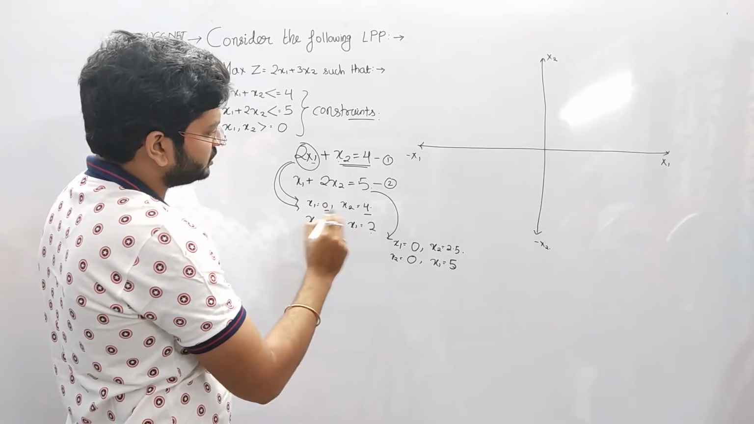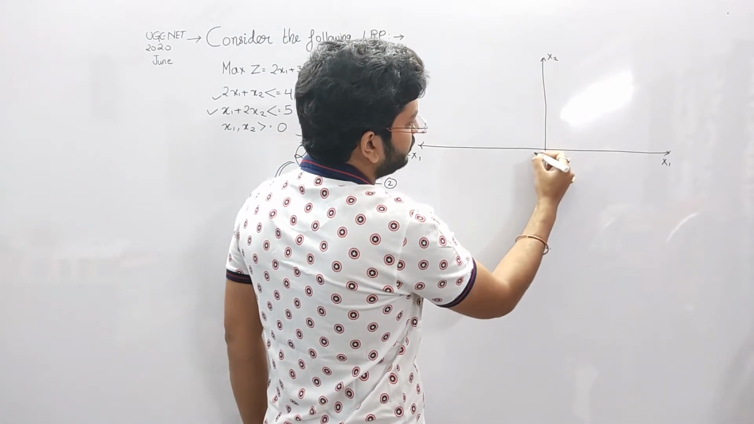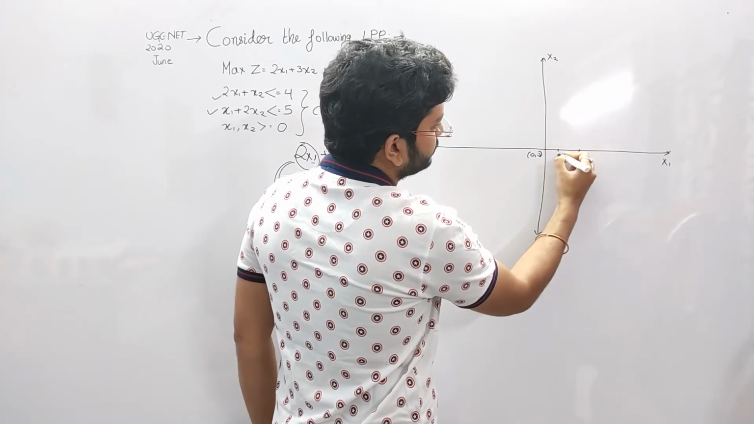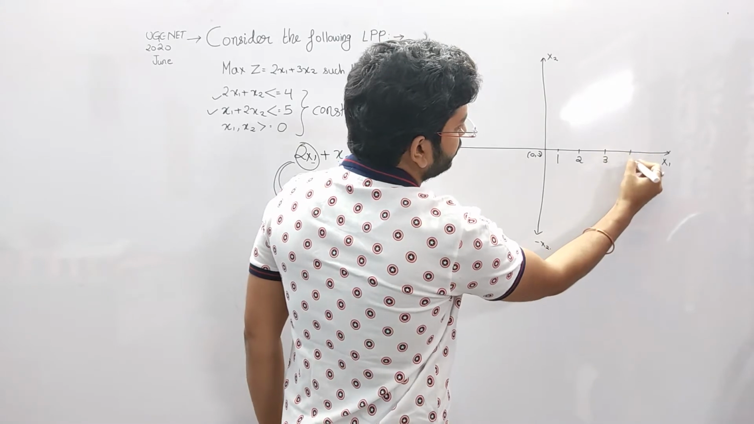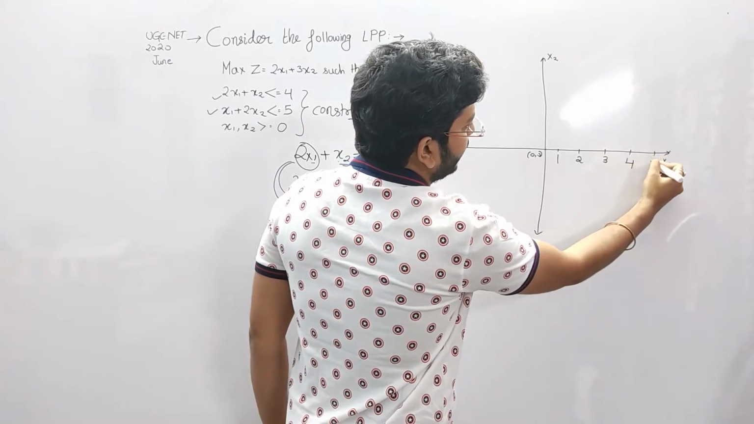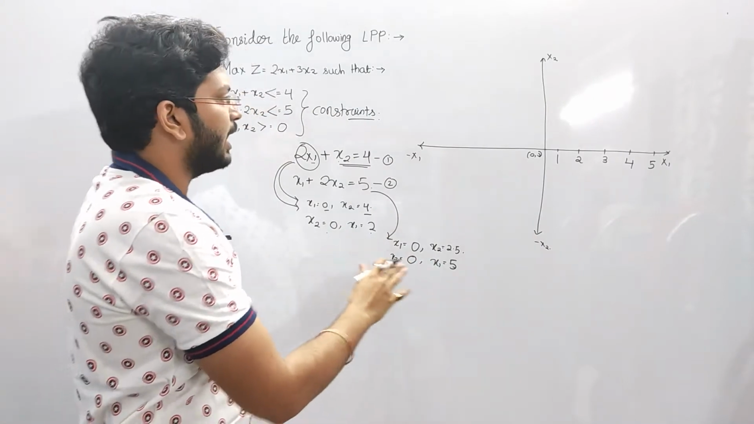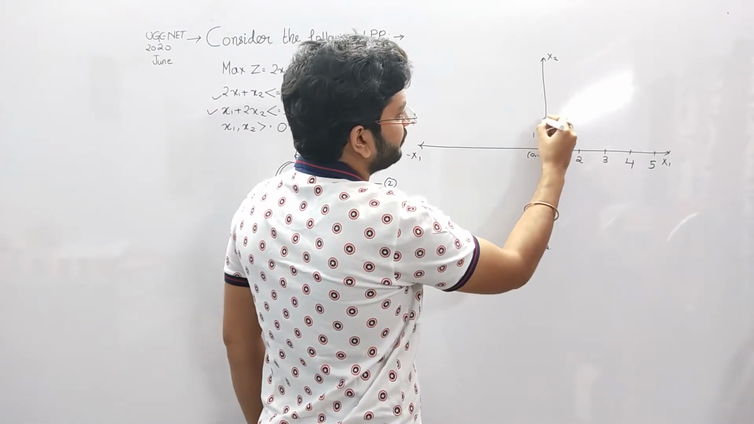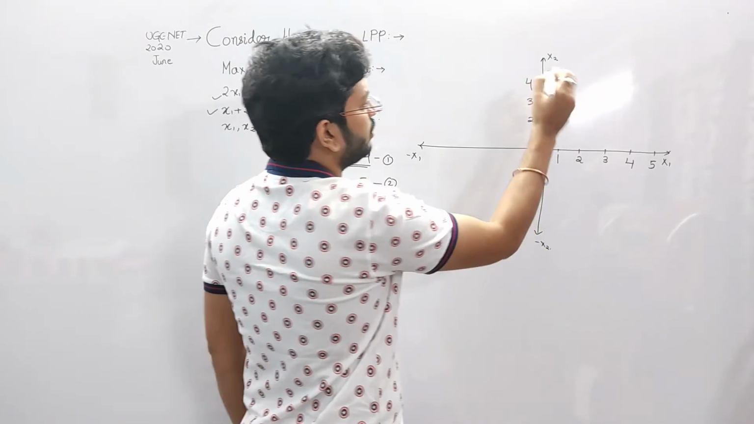This one is x1, 0, 4. First I am plotting 0, 4. See, this is the point 0, 0. I am simply taking here 1, 2, 3, 4 and 5. Since we have only positive values, I am not labeling the negative ones. Now I am taking here 1, 2, 3 and 4.